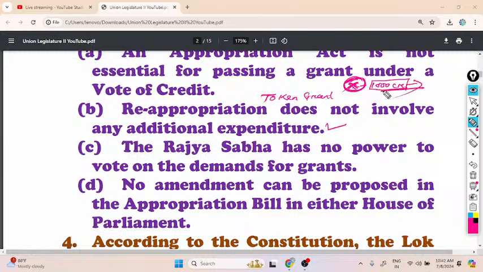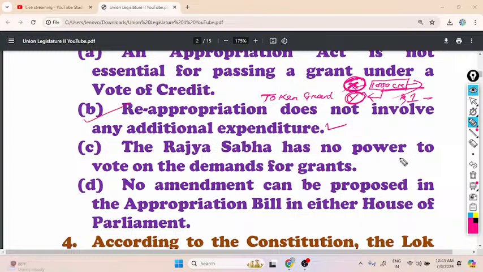Then what will it do? It will spend the money on another new service. It starts another scheme, suppose Y, and the 1,000 crore will be transferred to the Y scheme. That is called reappropriation. So for this purpose, Parliament does not pass any extra money. It passes a 1 rupee grant as a token grant. Therefore, reappropriation does not need any additional expense.